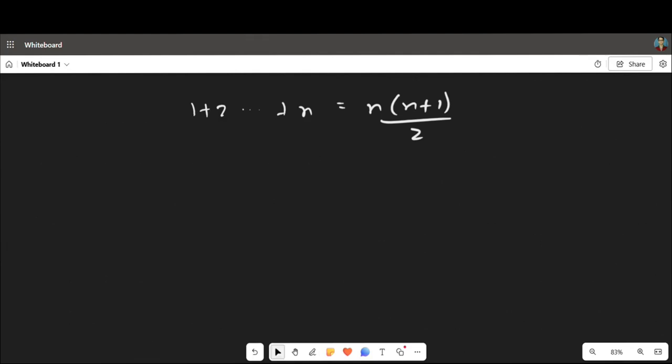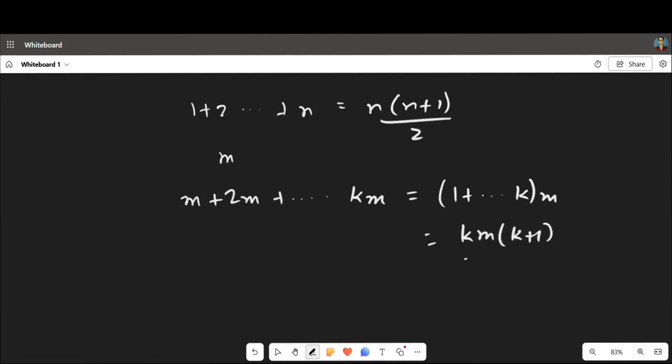So if we want to calculate numbers which are divisible by a number m, what I can do is m plus 2m plus dot dot dot up to km, which is equal to, taking m common, it will again be just 1 to k, so it will be m times k into k plus 1 by 2. Okay, so this will be the value, but what will be k?